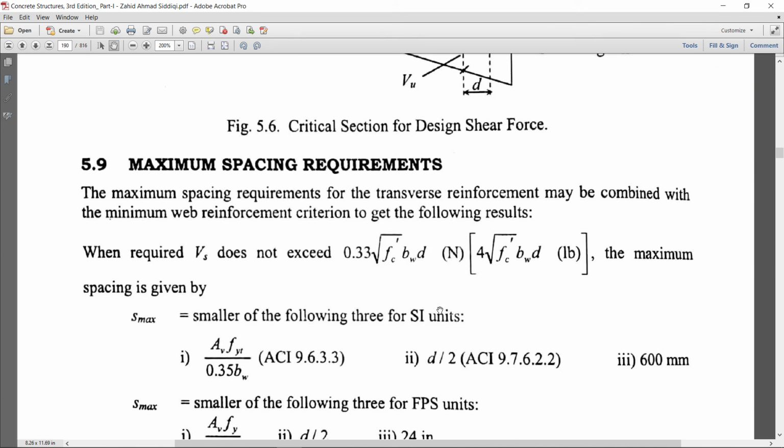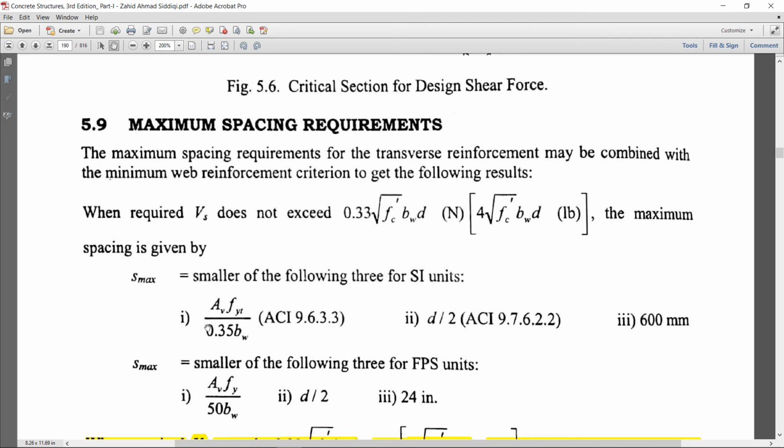And here, that is already discussed, and here is the maximum spacing criteria. So when your Vs, the shear strength provided by the stirrups or ties, does not exceed 0.33 root fc prime bw d, the following criteria must be followed for the spacing. First criteria: Av fyt over 0.35 bw. I will discuss that in detail in the example. The second condition is d by 2. The third condition is 600 millimeter. The smaller of the following is the s max criteria, means the maximum spacing of stirrups or ties will come from here.